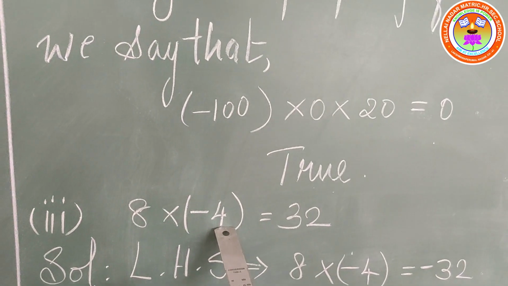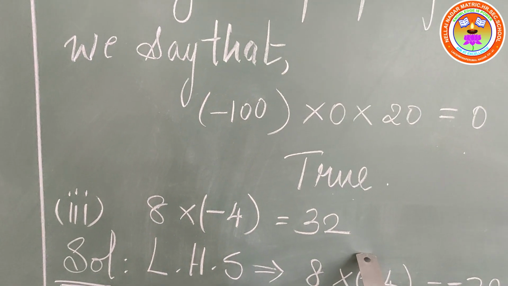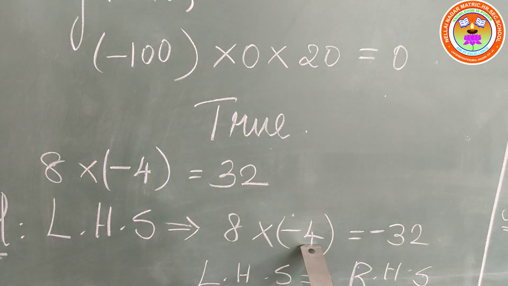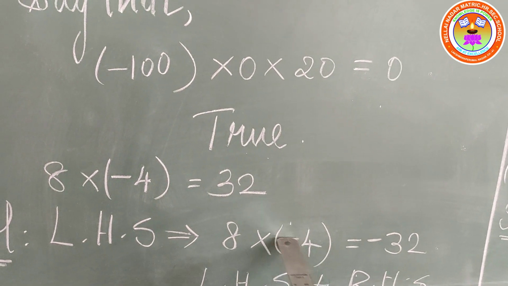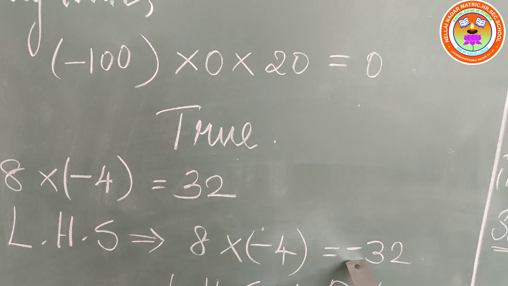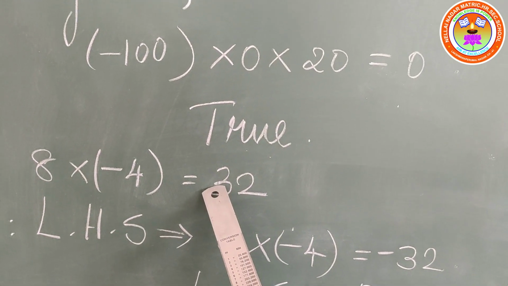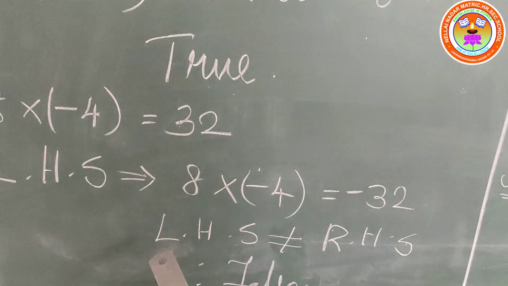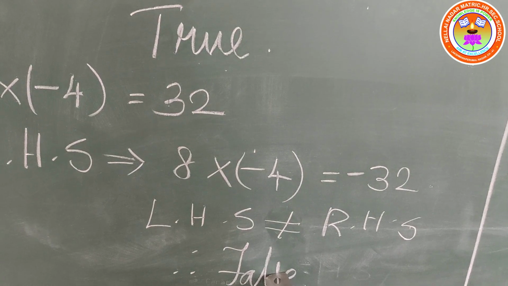Now, next sum. 8 into minus 4 will give you 32. I have to check whether this answer is equal to this answer. Yes? Take the LHS part. What is LHS? 8 into minus 4. Okay? What is 8 4s are? 8 4s are 32. Here minus is there, here plus is there. So obviously your answer will have negative. But when I cross check the answer with the question, what is there? It is plus over there in the question and we are getting minus in the answer. So they are not equal. LHS is not equal to RHS. Hence we say that it is false.